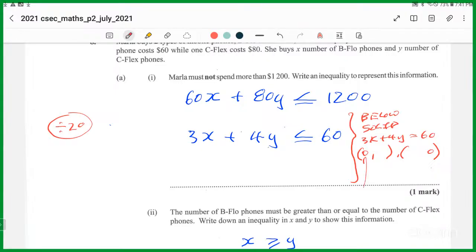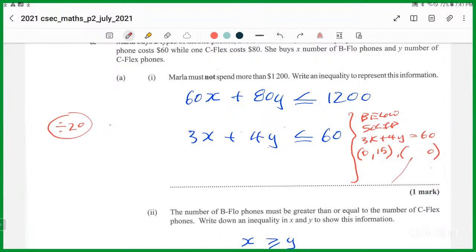For the one where the x value is 0, you put the 0 right here and this is all gone. You'll be left with 4y equals 60. If 4y equals 60, divide by the 4: 60 divided by 4 is 15. It means that (0, 15) is a point on this line.